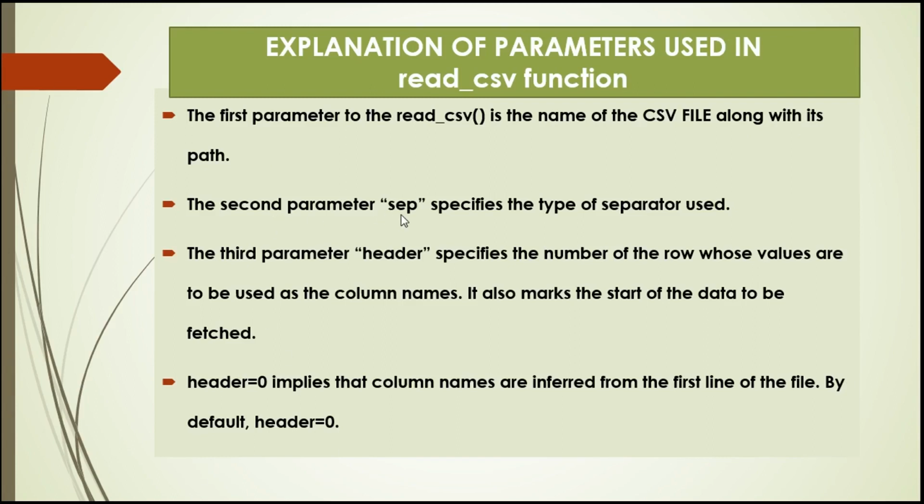The second parameter, sep, specifies the type of separator used. By default it will take comma. The third parameter, header, specifies the number of rows whose values are to be used as the column names. By default it is 0. That means the column names are inferred from the first line of the file.